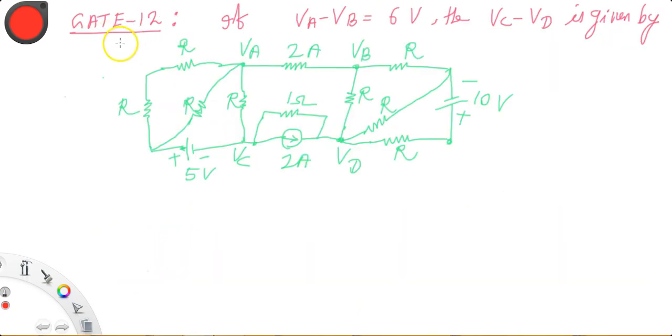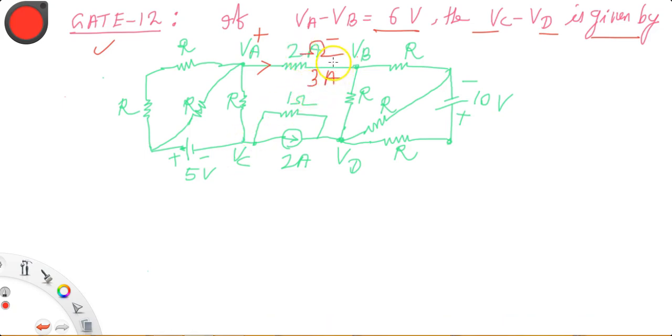This is a GATE 2012 question. If VA minus VB equal to 6 volt, then VC minus VD is given by. So they have given VA minus VB as 6 volt. So obviously, this voltage is your 6 volt. So the current will be 6 upon 2, that is 3 ampere. This is 2 ohm, right?